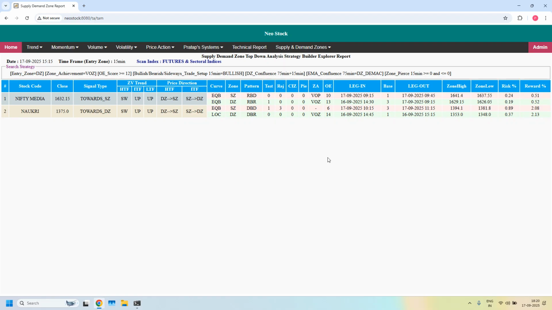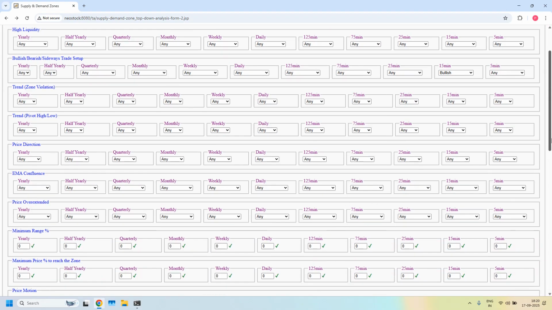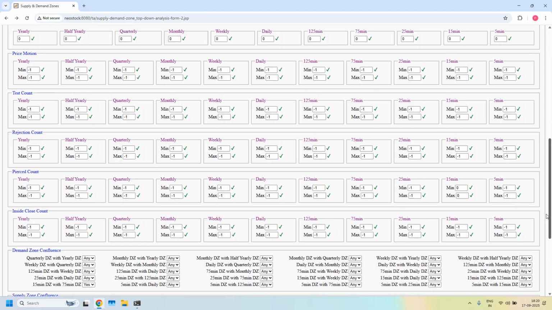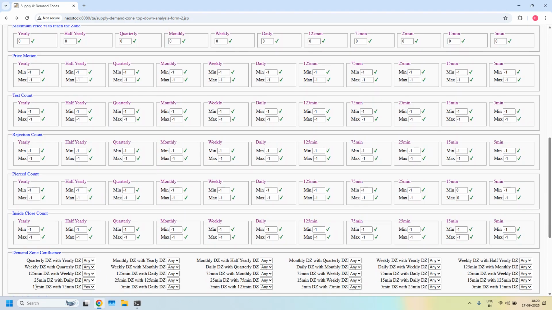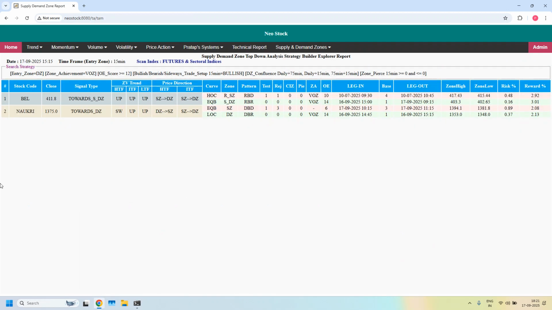Okay, next filter LTF, ITF, HTF demand zone confluence, and then HTF EMA filter. I removed ITF EMA filter. In the demand zone confluence, 3 filters I have to set. First one 15 and 75 minutes already enabled. 15 and daily, and 75 minutes and daily demand zone confluence. With all the 3 filters, we got 2 stocks.